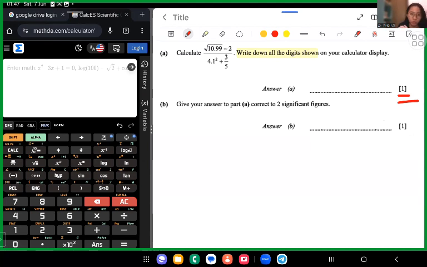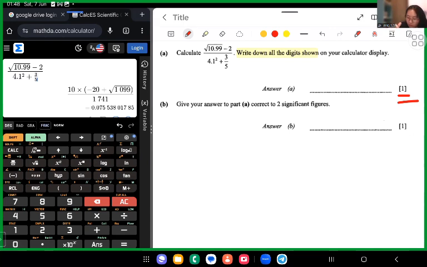Now I will show you how to solve this equation using the calculator. You can use your own calculator. Okay, first we put the fraction and then square root 10.99 minus 2 over 4.1 squared plus 3 over 5. So this is the answer we get using the calculator.